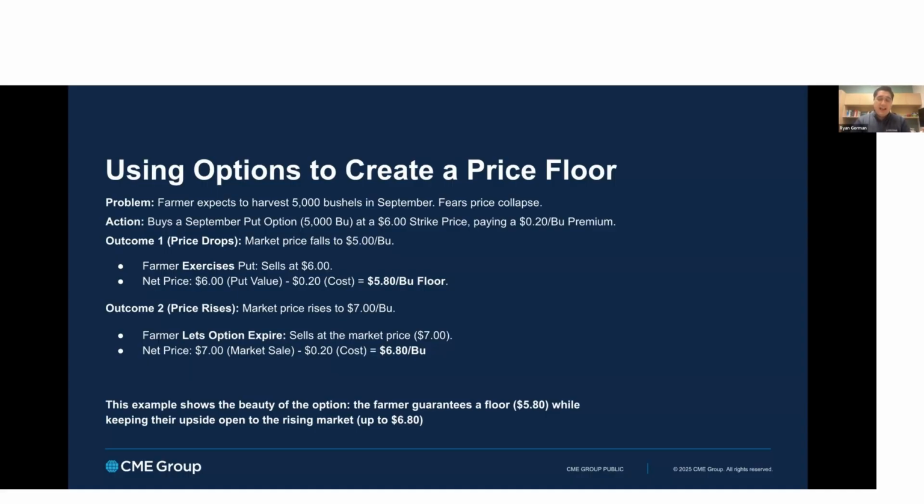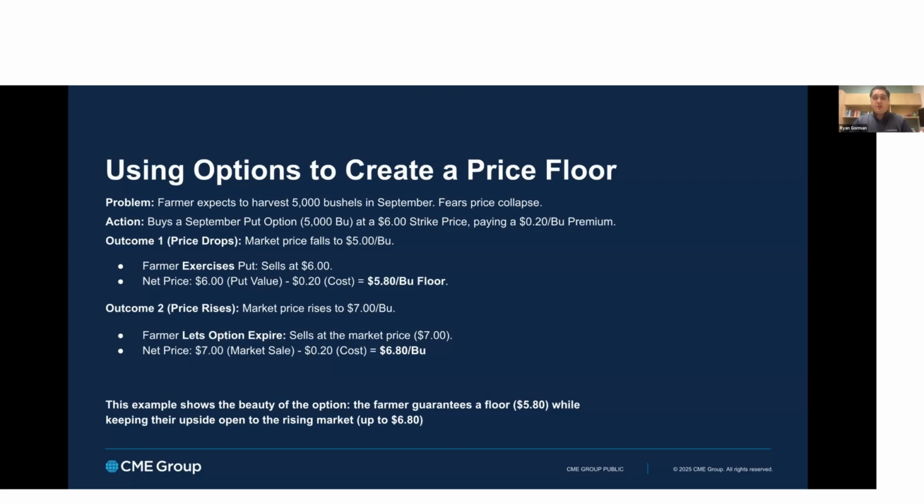And I really like this example because I used to work with a lot of farmers and ranchers, and I spent a lot of time doing this, where we would chat and I would say, how many bushels are you looking to harvest? What's your price that we need to lock in? We would go on and on, and we would figure out exactly how to create these price floors. But let's go through a problem.